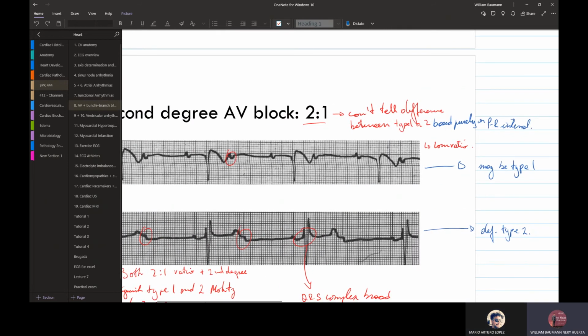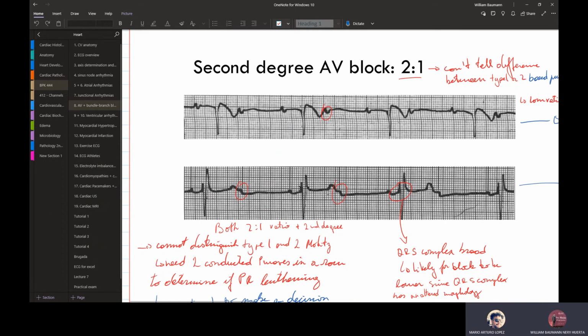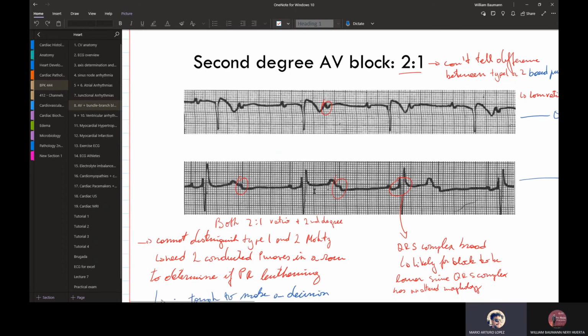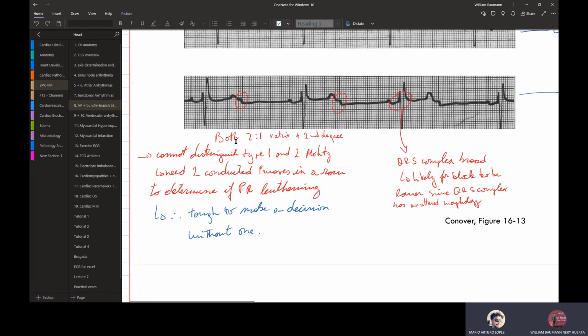And this is definitely type 2. But in this case, check out the QRS. The QRS is long. Yeah, the QRS will be narrower if it's happening in the bundle of His, is what I remember reading a little bit ago. But if it's at the bundle branch, that's where you'll see a broad QRS complex. So we cannot distinguish between type 1 and type 2 with 2-to-1 block. You need consecutive conducted P waves to determine if the PR is lengthening. So that's why it's hard to detect.